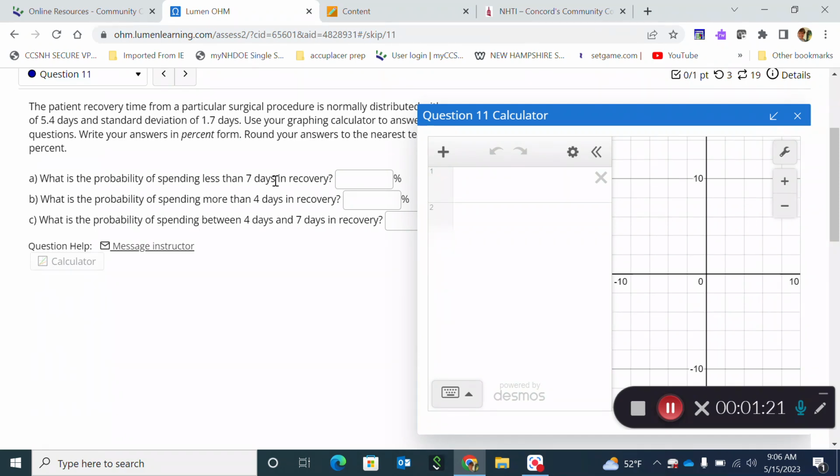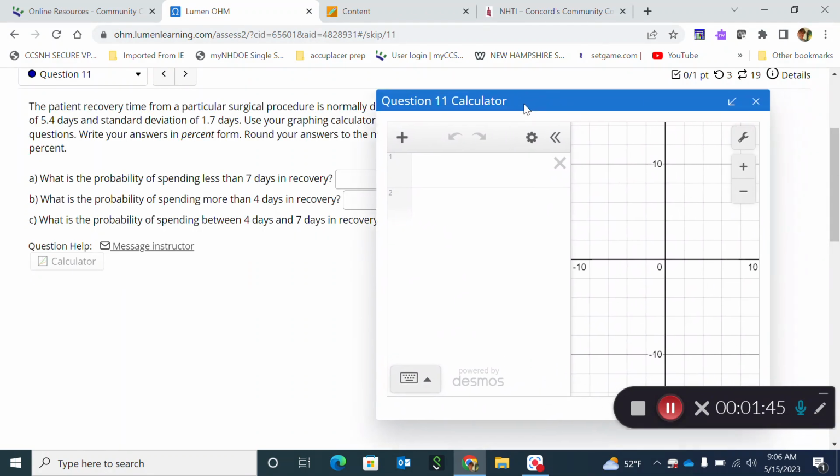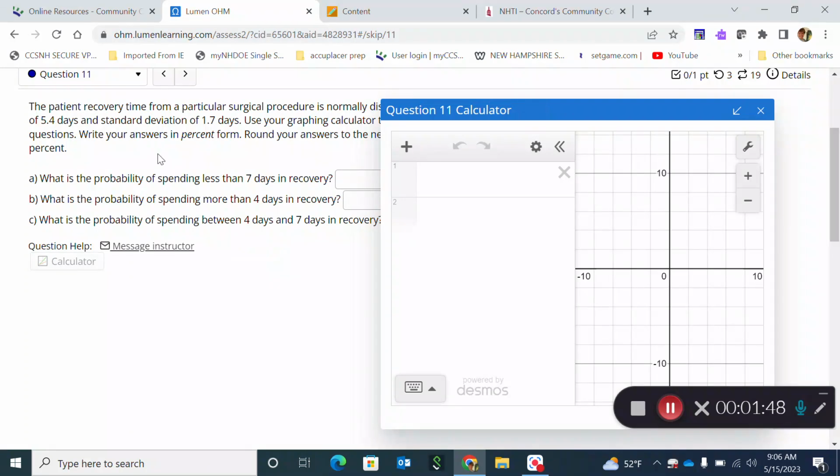Essentially, what you're working with here is finding the normal probability for less than a value. The second piece is for more than a certain value. And the third piece is for between two particular values. These are very similar styled questions that you'll see quite often. So in this particular question, we're going to start with A, and we have a mean of 5.4 and standard deviation of 1.7. So here's how we use the calculator.